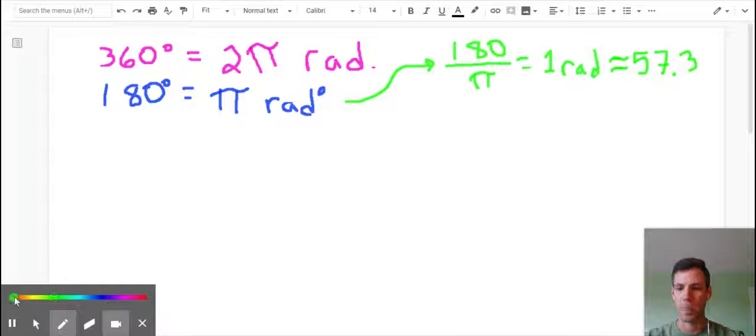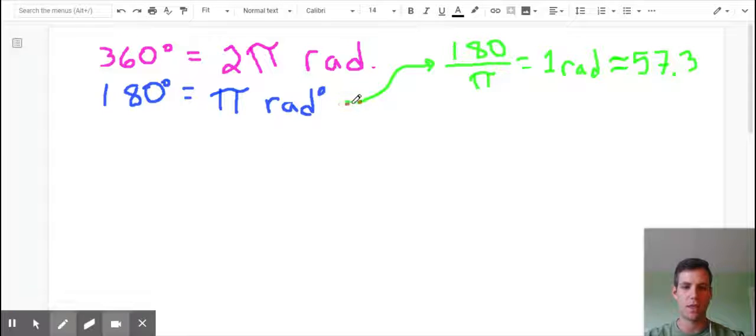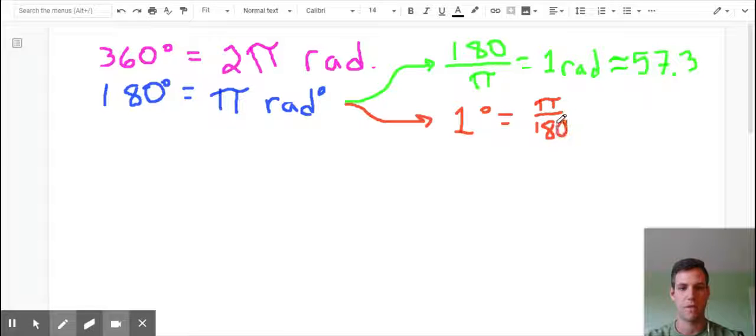Alternatively, we could do the opposite. We could divide both sides by 180. So we would have the idea that 1 degree would be equal to pi over 180 radians.